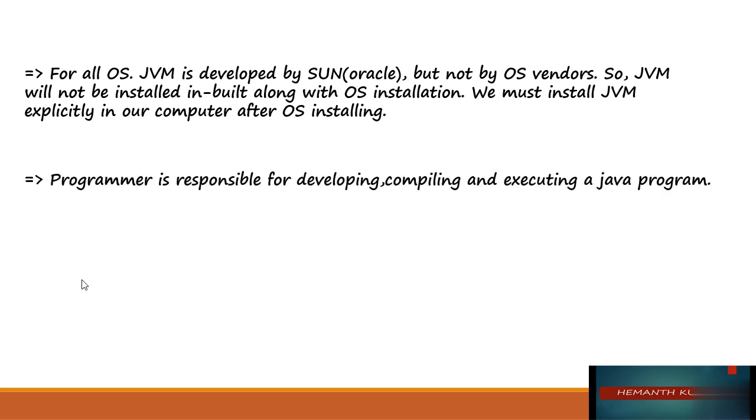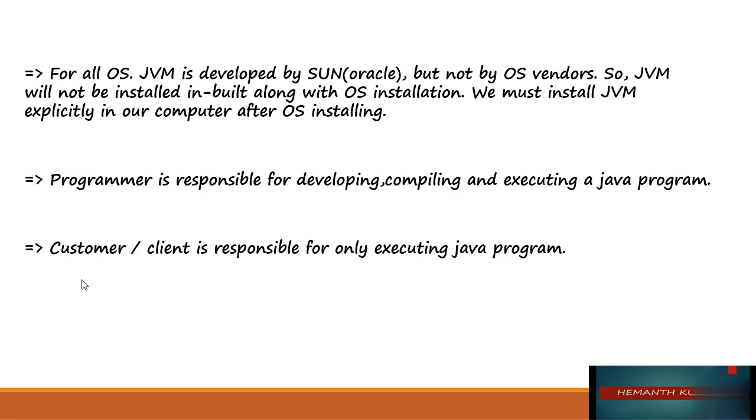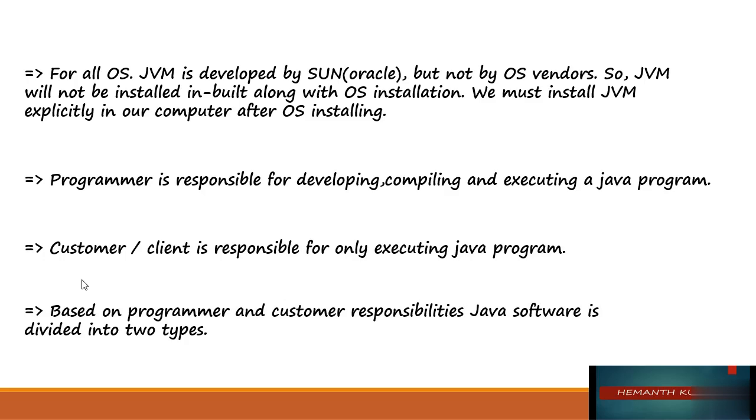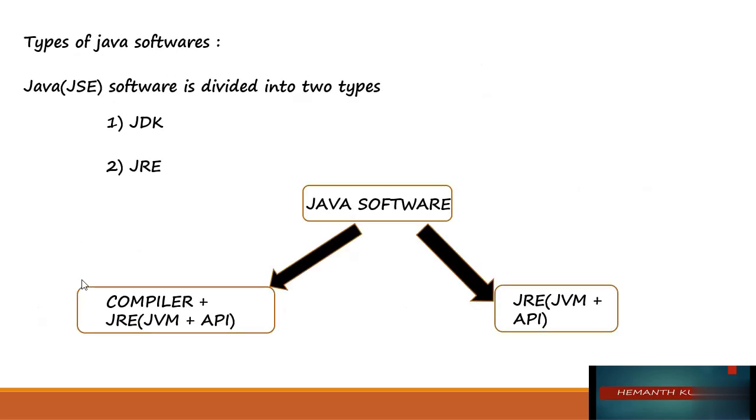Programmer is responsible for developing, compiling and executing a Java program. Customer or client is responsible for only executing a Java program. Based on programmer and customer responsibilities, Java software is divided into two types. Types of Java software: Java software is divided into two types, JDK and JRE. To compile and execute code, we have to install JDK. Just to execute a program, JRE is more than enough to execute a Java program.